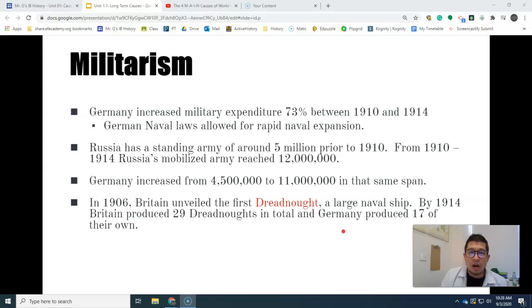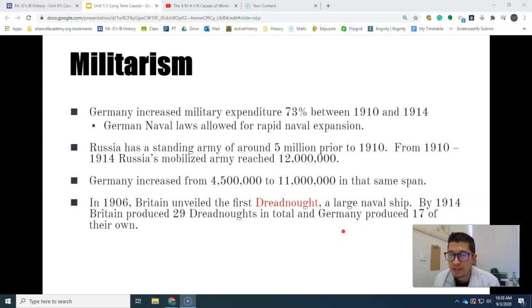Okay, one is the German naval laws. This is going to allow for a 73% increase in military spending between 1910 and 1914. That is evidence that militarism existed in Europe in these years. We have tangible proof that that was the case, right?